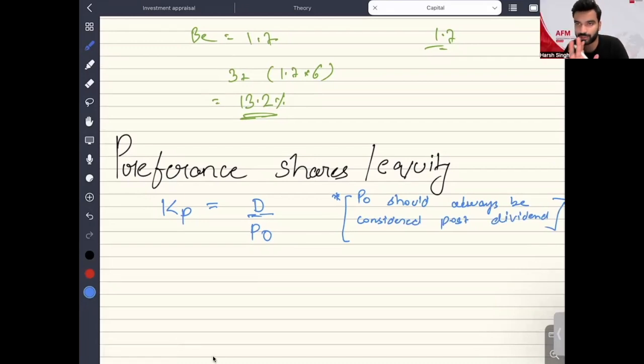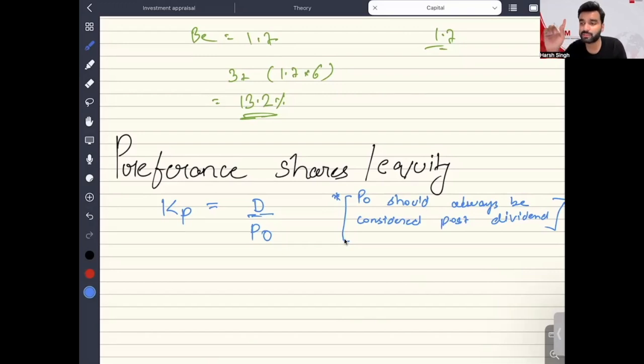Okay, so now let's talk about preference equity. The formula is KP equal to D upon P0, where D stands for dividend this year and P stands for share price. Now, the best part of the preference share is it is directly given. For example, 12% preference shares, 13% preference shares. What is 12%? 12% of nominal value.